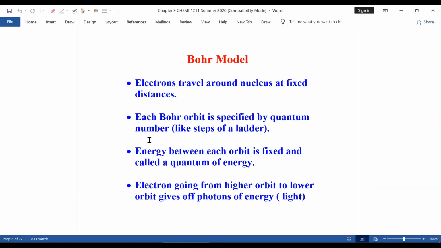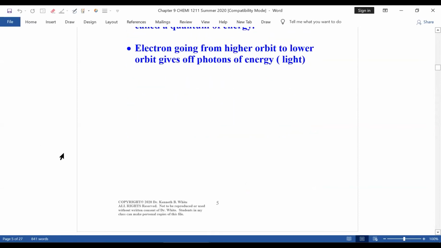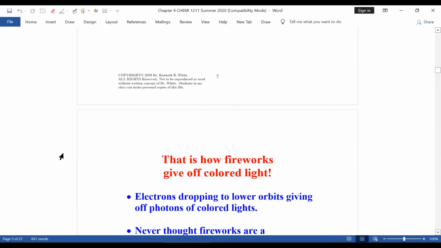Electrons can go from higher steps in the ladder, or orbits, or quantum energy, to lower ones. When it goes from higher to lower, it gives off energy in the form of light, which is why you have atomic spectra, and each element has a unique spectra because they have unique electron arrangements.